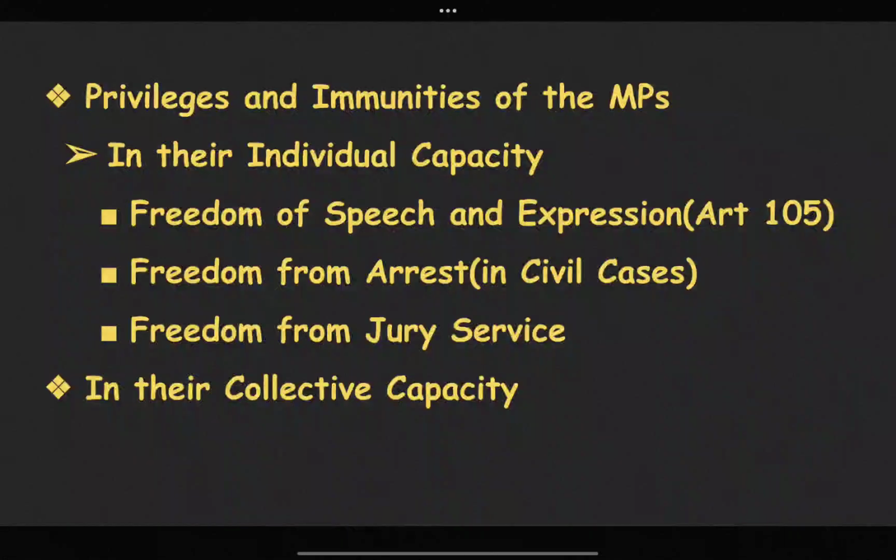Now the next one is in their collective capacity. Then the MPs have the privileges of the whole house as a whole. The house can make rules and procedures for the conduct of its affairs. Secondly, the house has the power to punish an individual, both the member as well as non-member, for its contempt. The house can prohibit the publication of its proceedings.